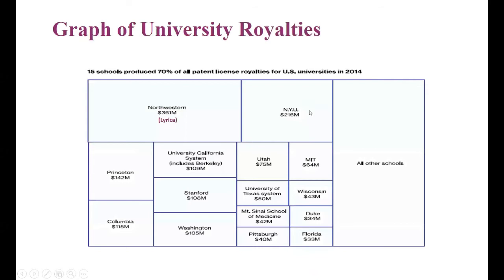Another chart here of interest is a graph of university royalties. 15 schools, as you can see them there, produce 70% of all patent royalties income for U.S. universities in 2014. One of the big ones was Northwestern, and that's their Lyrica pharmaceutical. And of course, Stanford continues to do well, as do the University of California and these others. All the others have this smaller section here.